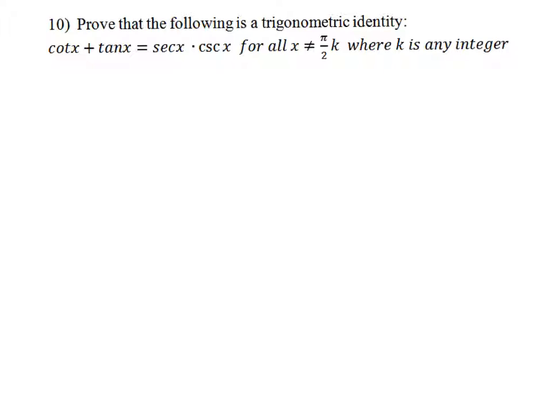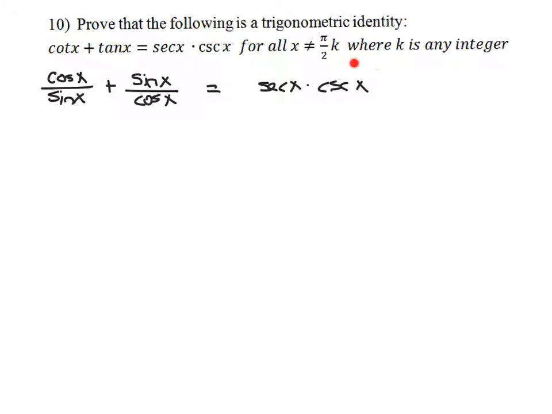Let's approach example number 10 in the same way. It says, prove that the following is a trigonometric identity. So again, I want to focus on the side that seems more complicated. This one, it might be a little harder to decide which one's more complicated. So I'm going to start on the left side and say, well, cotangent of x, that's going to be cosine of x over sine of x, plus tangent of x, that's going to be sine of x over cosine of x. Let's let our right-hand side just ride for now. So secant of x times cosecant of x, and we'll see what comes out in the wash.